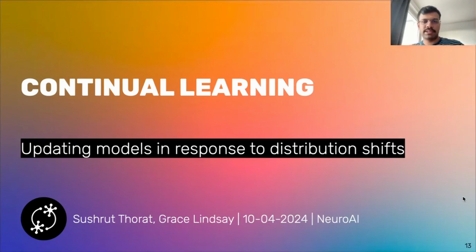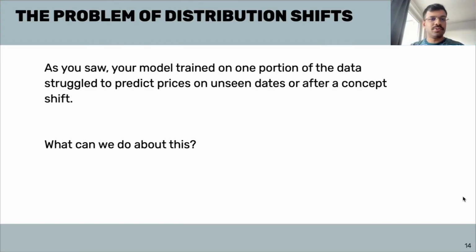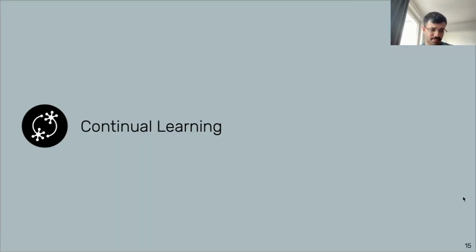All right, let's start with the next tutorial. You saw that when you train your model on one portion of the data, it struggles to predict prices on unseen debts or after a concept shift, right? So, what can we do about this? This is the problem of continual learning. This has been studied in various ways.